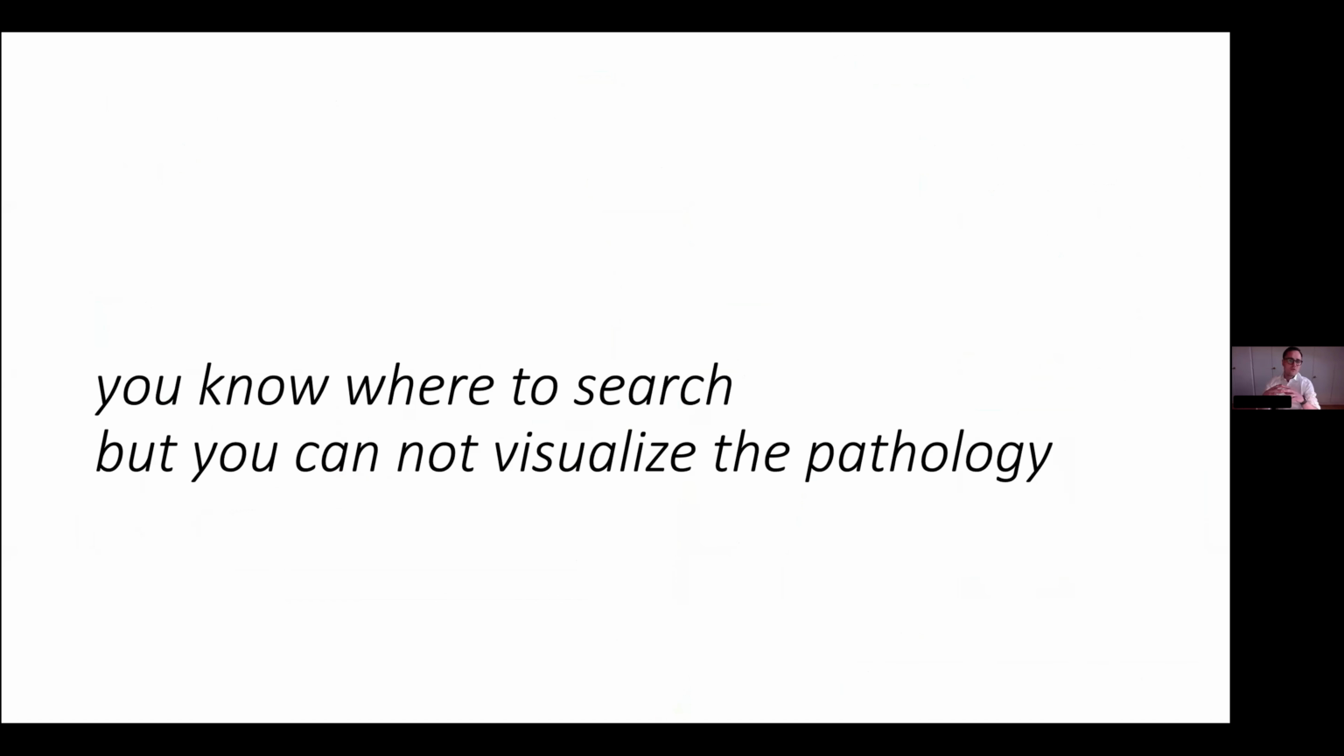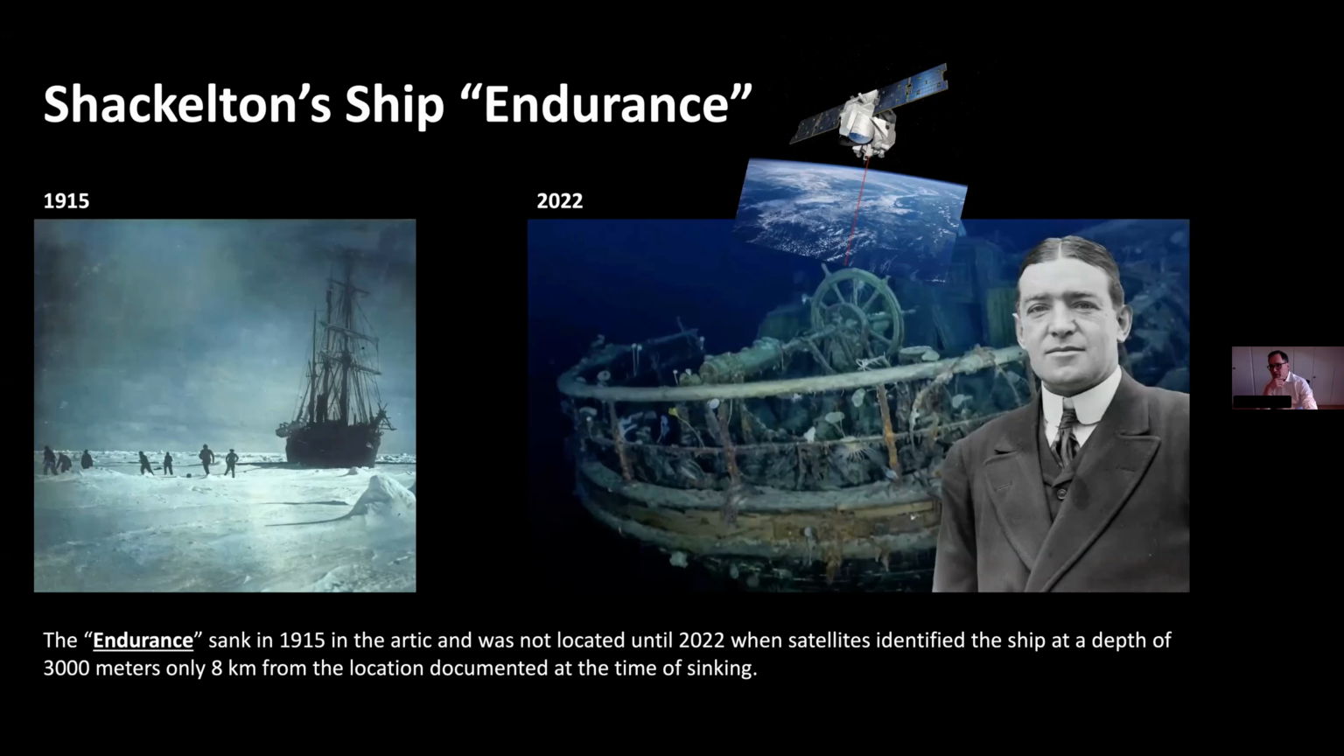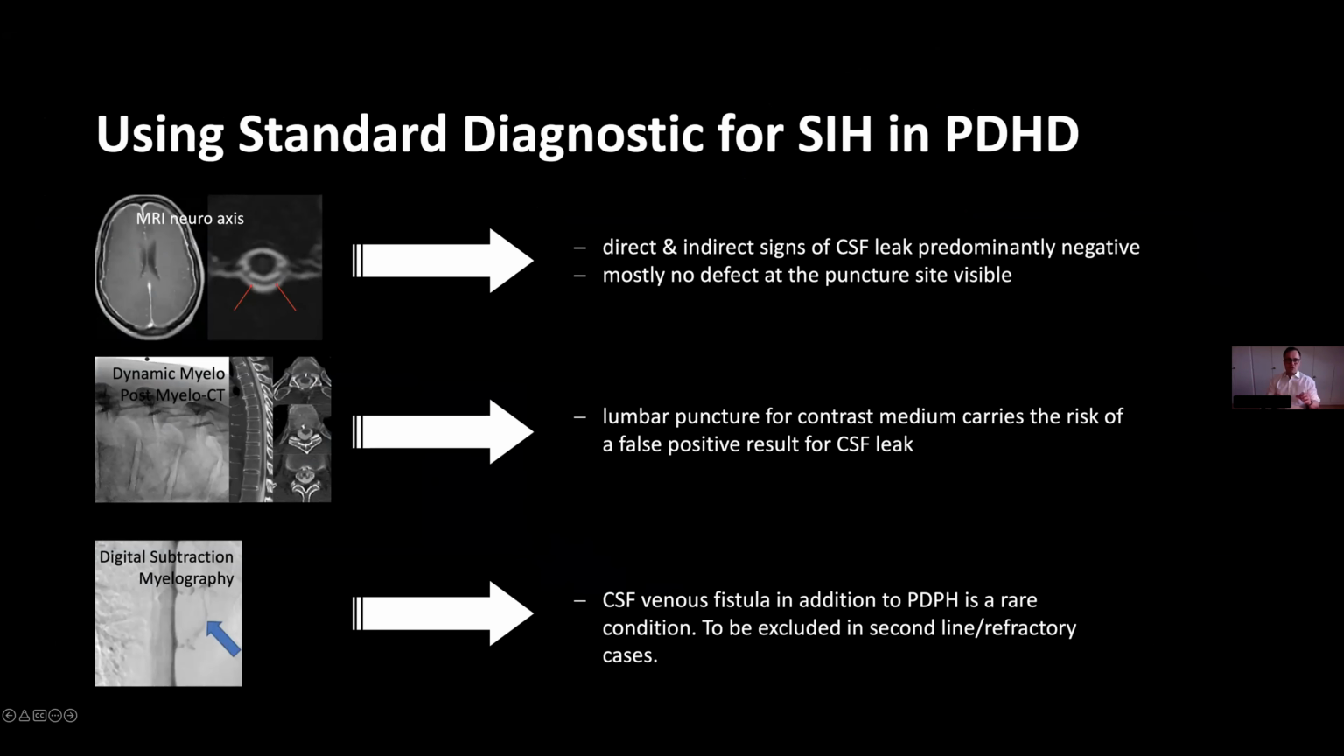Now you know where to search, but you cannot visualize the pathology. That is the problem right now, and this reminds me a little bit of the story of Shackleton's ship Endurance. The Endurance sank in 1915 in the Antarctic, and it wasn't located until 2022, when it was identified at a depth of 3,000 meters and only 8 kilometers from the location documented at the time of sinking. And this is almost the same. You know you have to search for something and you know the location, but you can hardly visualize it.